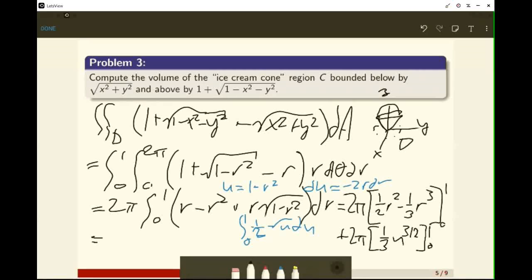And so if we evaluate these at 0, we get 0 in all cases. If we evaluate at 1, half r squared is a half, minus a third r cubed is 1/3, a third u to the 3/2 is 1/3, and so we're getting 2 pi times 1/2 minus 1/3 plus 1/3, and so it's going to give us just an ultimate value of pi for this integral.